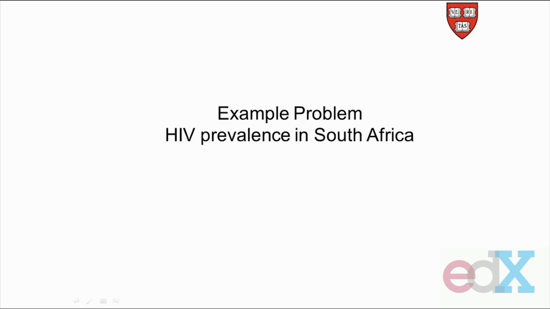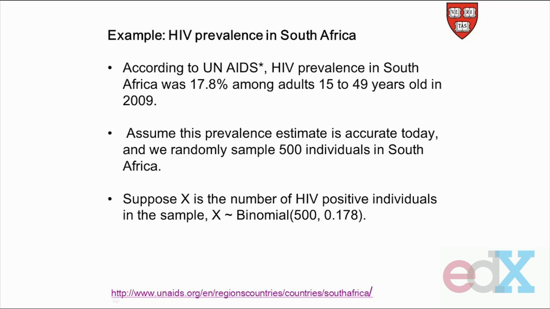In this example problem, we're going to look closer at the binomial and normal distributions using an example of HIV prevalence in South Africa. So read the example provided on the web page. The important things to note in this example specifically are that we have a random variable X, which is the number of HIV positive individuals in our sample. We've taken a sample of size 500, and the prevalence of HIV in this population is 17.8%. So N equals 500, P is equal to 17.8%.